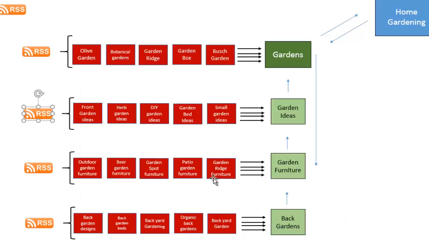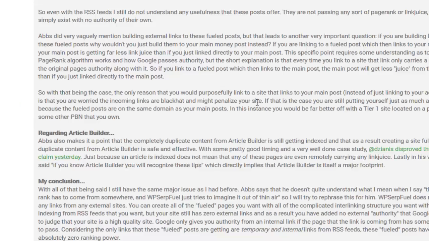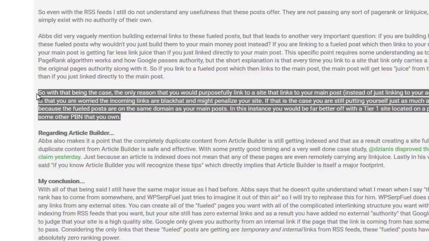There's two benefits. You get the contextual relevancy, topics, and you get the link flow and the link juice as well, if you do it the way that I recommend. But if you're going to come out and write notes like this, then I don't know what to say to you. If that is the case, you're still putting yourself just as much at risk because of the fueled post. That is not the case. We're not talking about getting links from black hat places. Forget black hat. We're not talking about that.